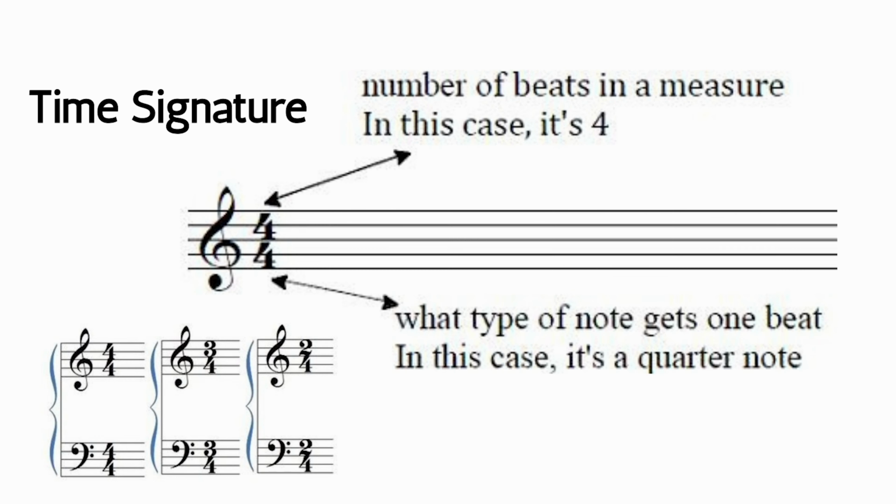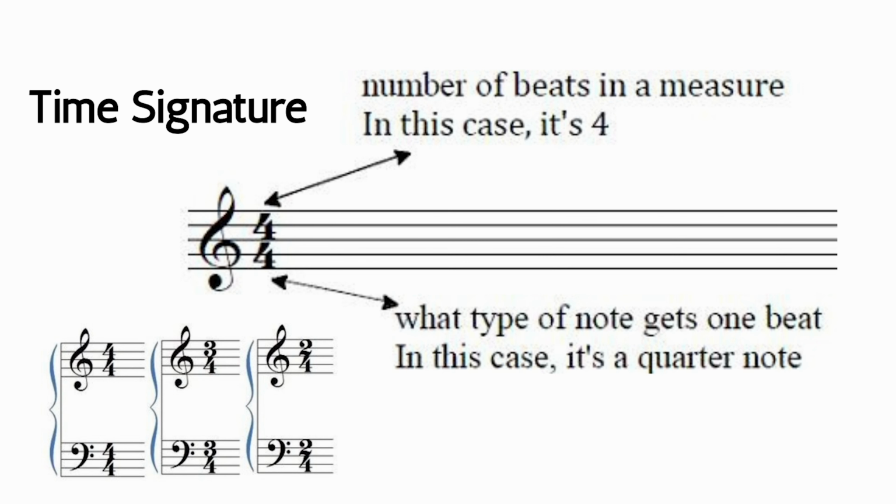Time signature. The time signature is indicated at the beginning of a piece and tells you how the music is organized in terms of beats. It consists of 2 numbers. The top number indicates the number of beats per measure, and the bottom number represents the note value that gets 1 beat. Understanding different time signatures is essential for musicians as they dictate the rhythmic feel and organization of a piece.